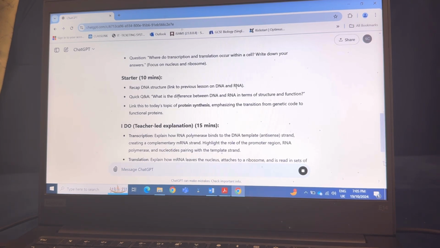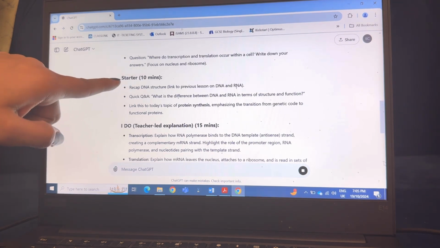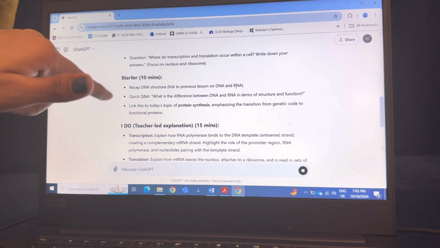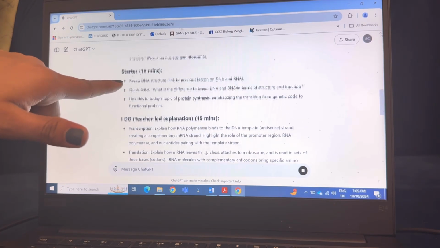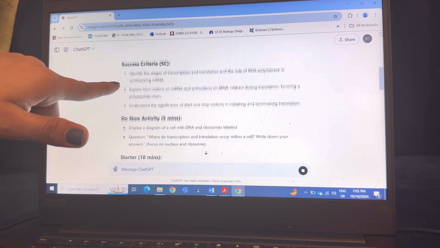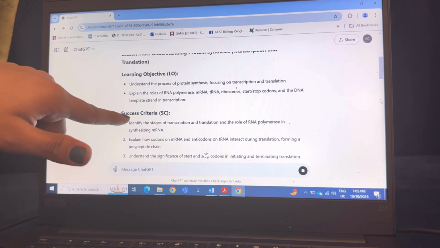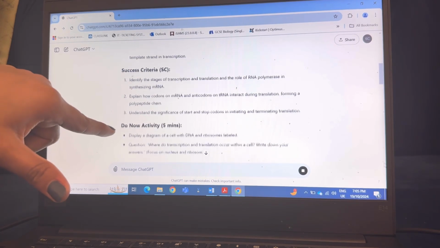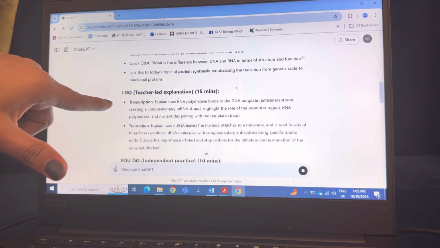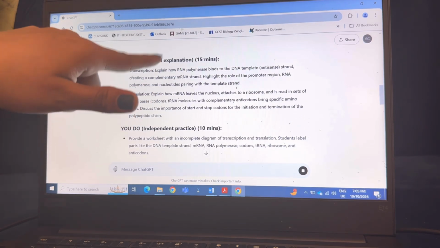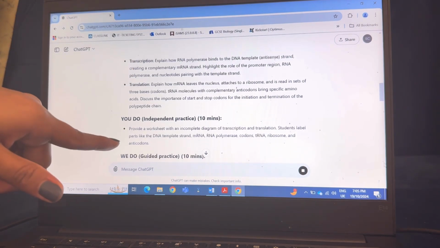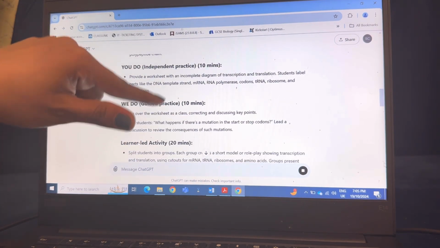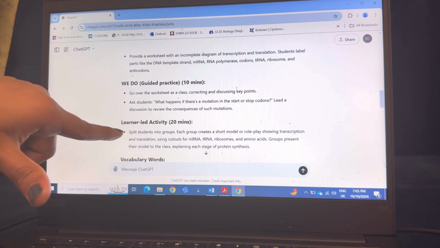So never mind. It is giving a starter. It is also giving me the time. So it starts from LO, success criteria, do now activity, starter. I do, where the teacher explains for 15 minutes, it says. I can just change it to 10 also. Then comes we do, then comes you do.